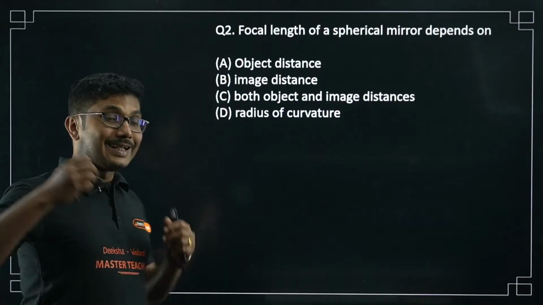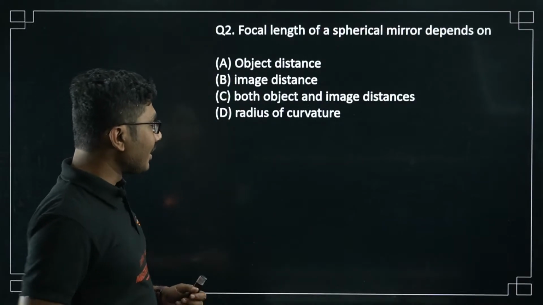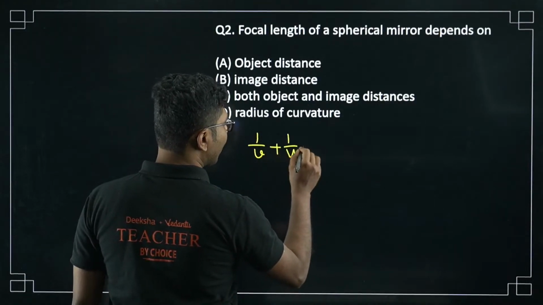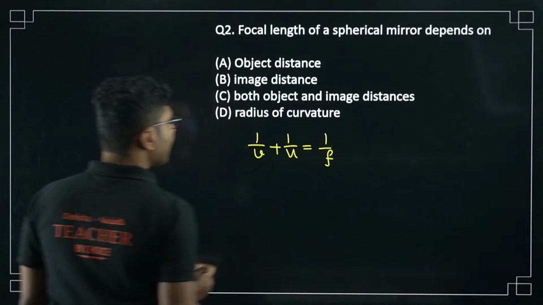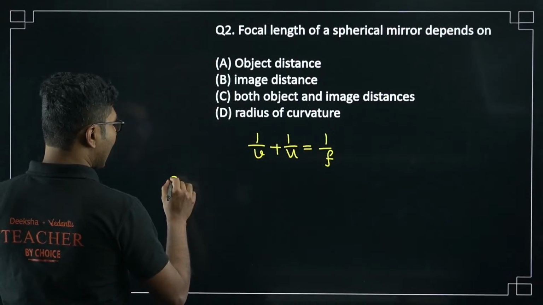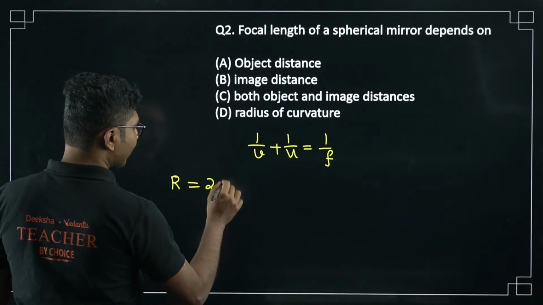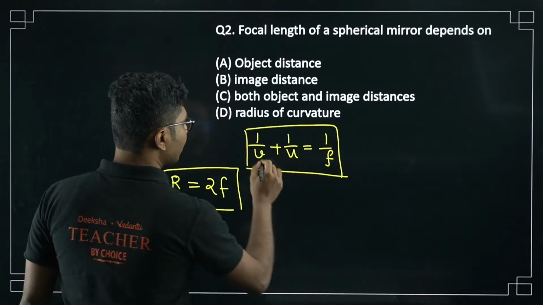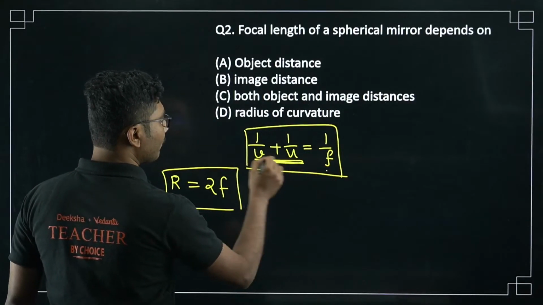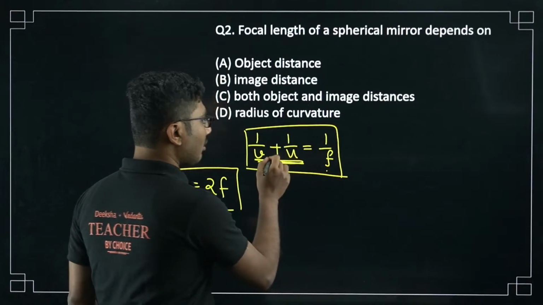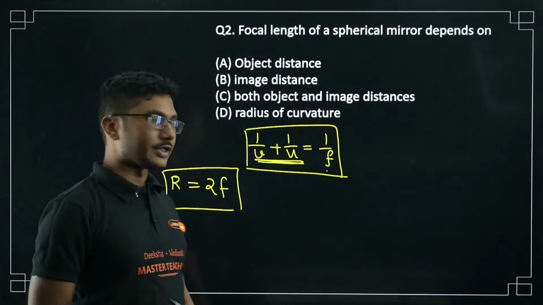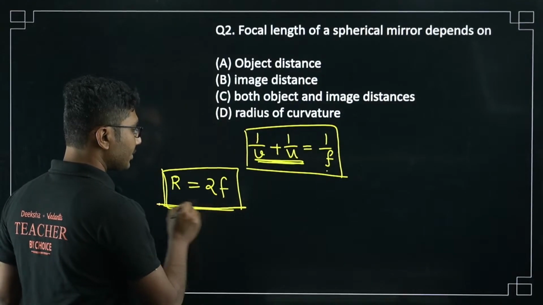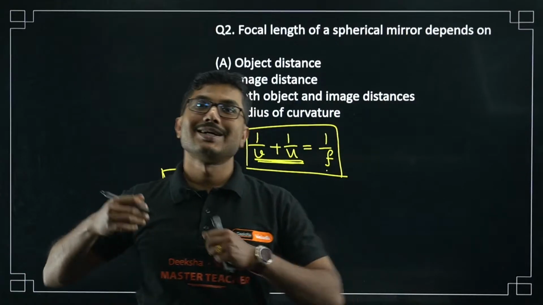Now it is interesting to know that even though the mirror equation says that 1/v + 1/u = 1/f, more importantly we know that R = 2f, that is, radius of curvature is equal to 2f. This is the mirror equation. So u and v are related to f with this equation, but f is not related to u and v with this equation. f is independent of this equation, it only depends on radius of curvature. So radius of curvature is the correct answer for this question.